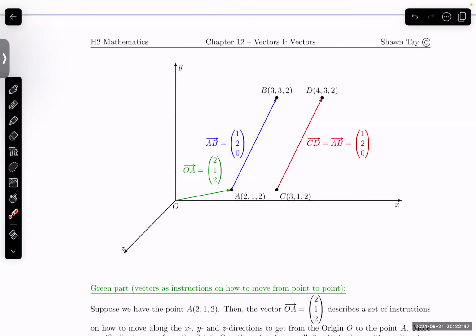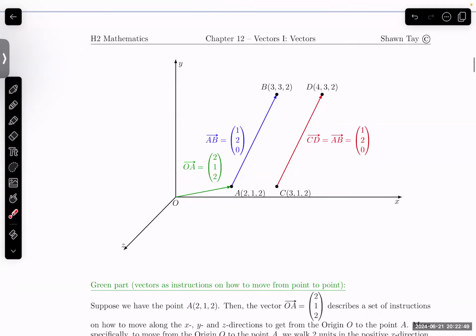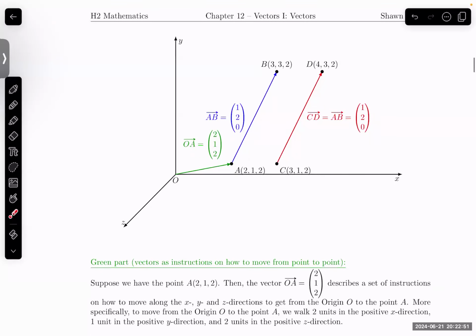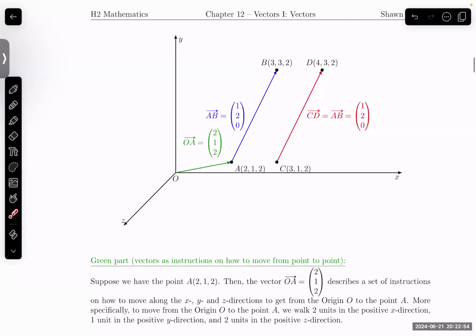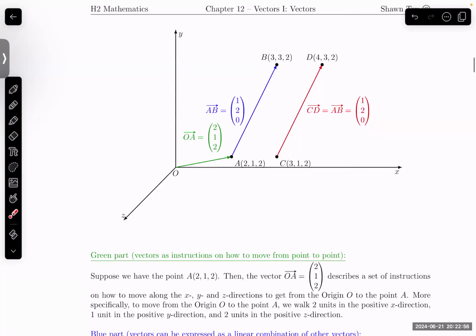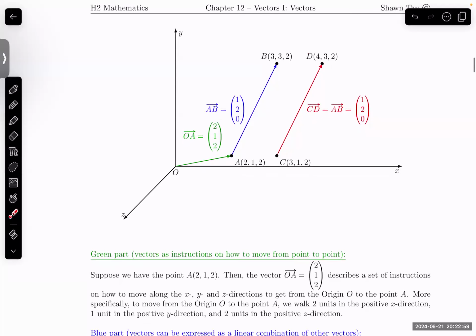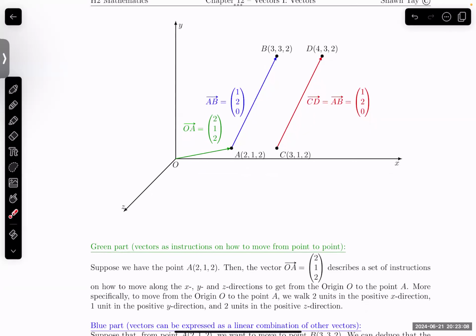So this is quite simple, but let's point out a few things that we need to understand about vectors before we dive into some of the more complicated stuff. So over here, you can see 3 different vectors. So green color, blue color, red color, okay? So for the green part, what we are illustrating is exactly what I just mentioned, that vectors are instructions on how to move. For example, from O to A, right? So vector OA, okay, this is a position vector.